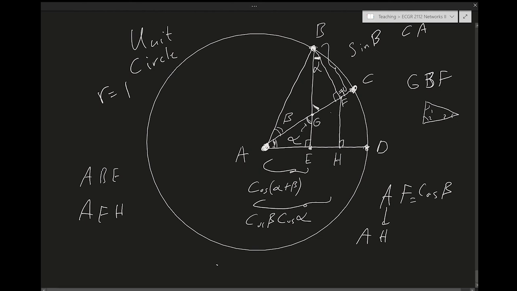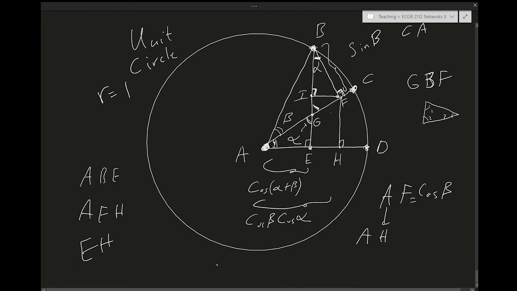Right. So now what we need to do is find what EH is, so that we can relate cosine alpha plus beta to cosine beta cosine alpha. One more thing we need to do: let me remove the 90 degrees from here. We draw this line, 90 degrees on the other side. I need to project from point F to line BG, right angle. Let's call this point I.